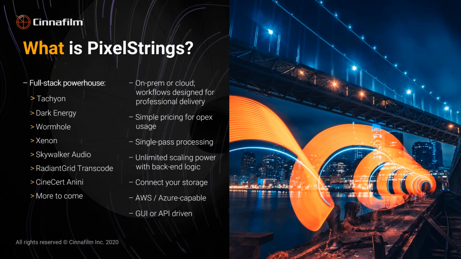Now, not everything is going to be identical on-prem as it is in the cloud, because in the cloud, there's going to be some microservices that are starting to come online that may not be available on-prem. But by and large, as far as the core functionality of media conversion, transcode, and image processing, it's one for one.